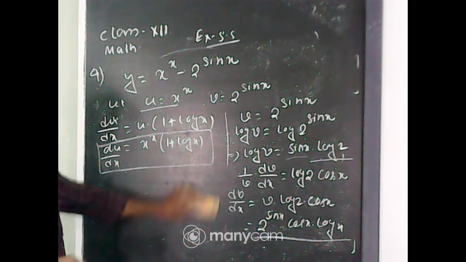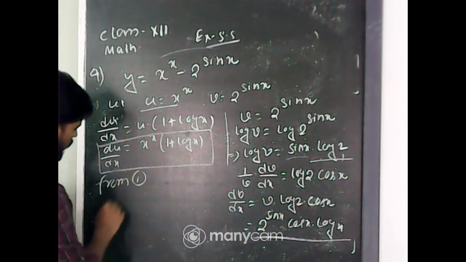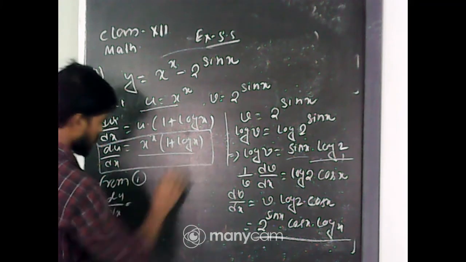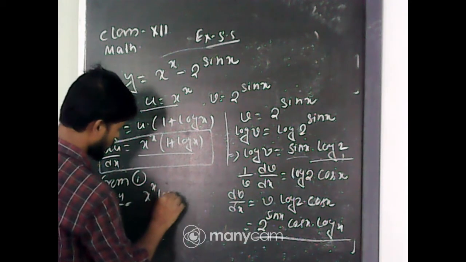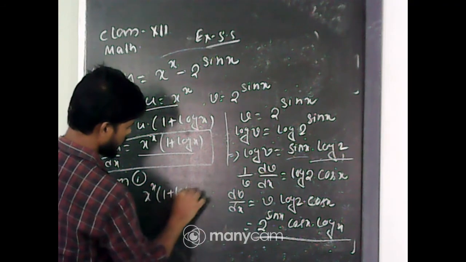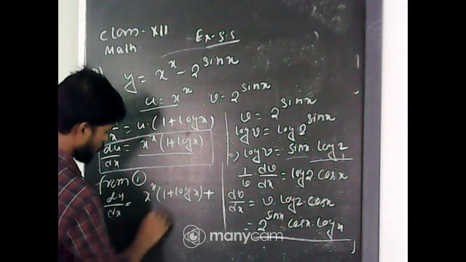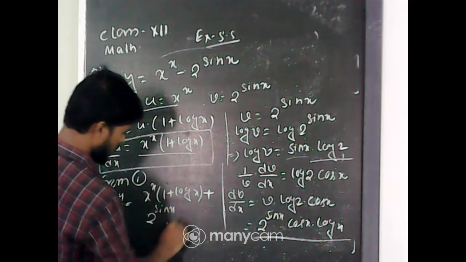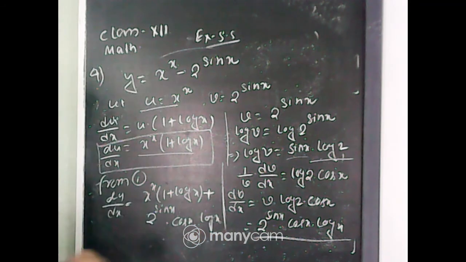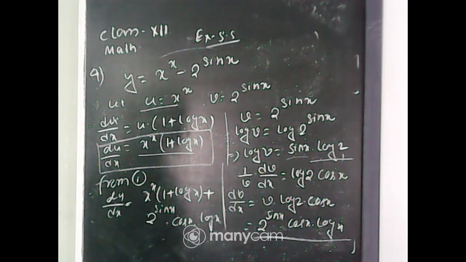So, if I put these two values into equation number 1, from equation number 1 we have dy/dx. It was du/dx, means the value of x to the power x into (1 plus log x), plus dv/dx, means 2 to the power sin x into cos x into log 2. So, this is the derivative of the given function y equal to x to the power x minus 2 to the power sin x.